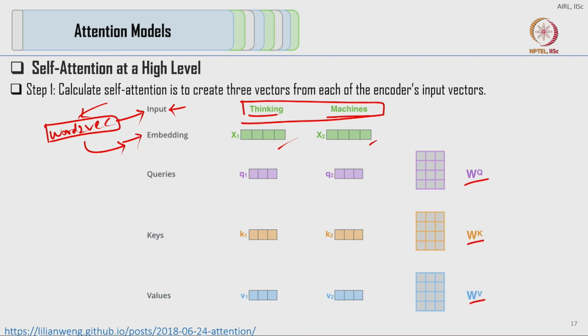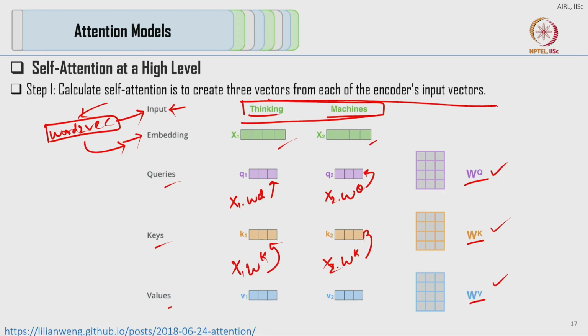Now what essentially is done is we would multiply x1 dot Wq and we would get q1. Similarly, we would multiply x2 into Wq and we would get q2, right. And similarly it is for all the rest of the vectors we see here. So when we multiply the weights, we generate these vectors, which are again q1, k1, v1, the vectors we get after the multiplication. So the first step is to calculate these vectors from the encoder's input.